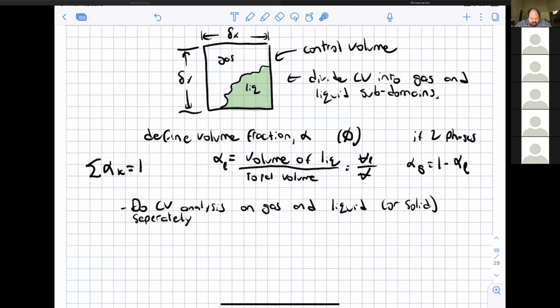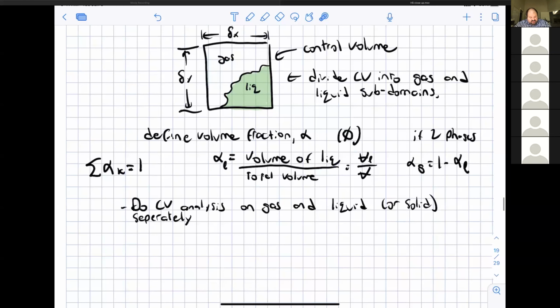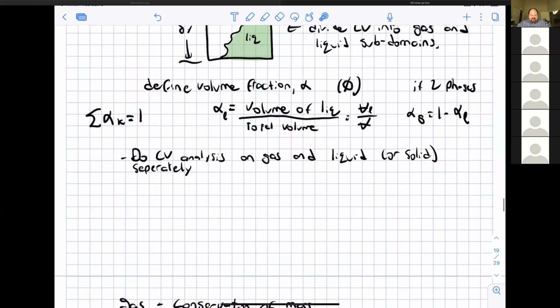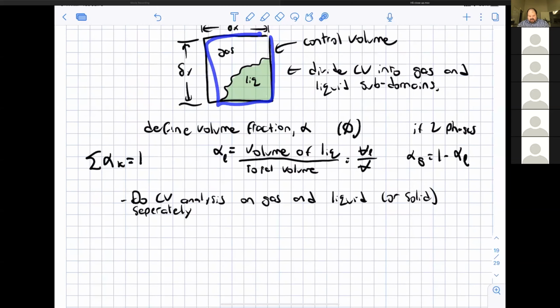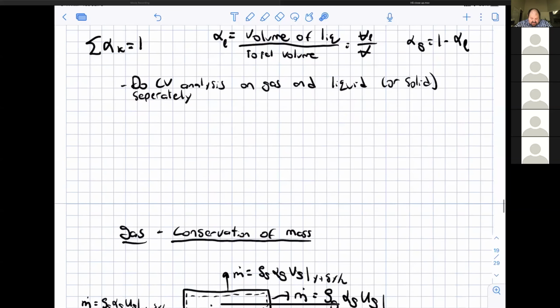Okay, so there's a volume fraction, and then intuitively the sum of all the volume fractions has to be equal to 1 if you have an arbitrary number of phases. And so you're going to do a control volume analysis on this, on gas, and for the derivation, we're just going to assume two phases, gas and liquid, but this extends straightforwardly to an arbitrary number of phases. Okay, and so we're going to do a CV analysis.